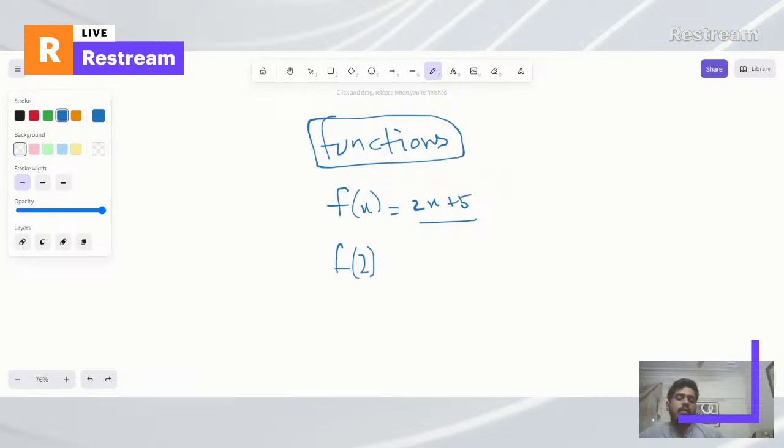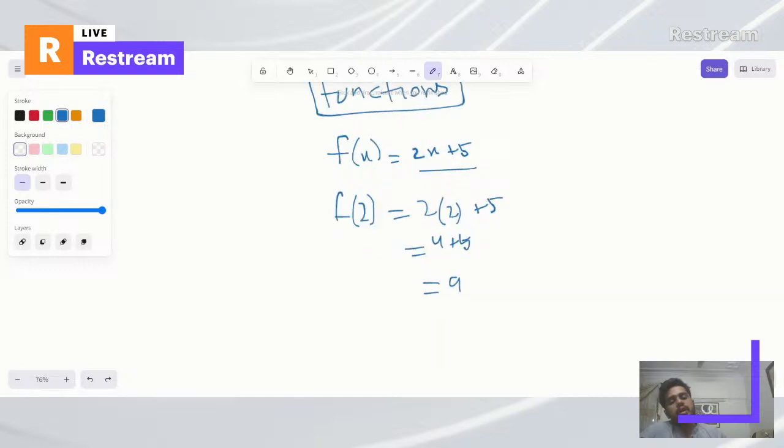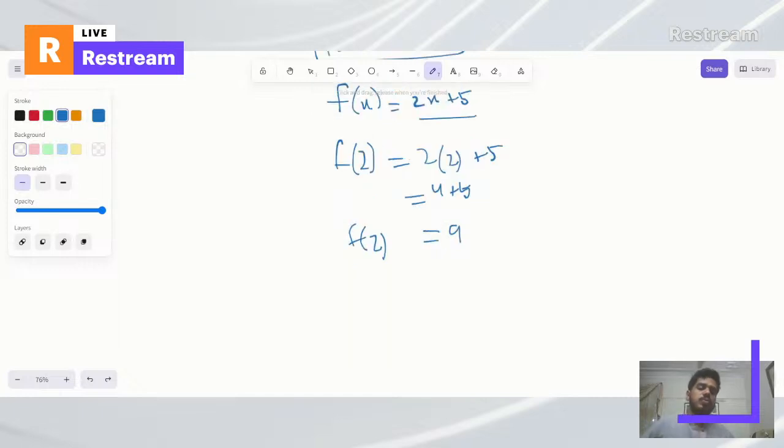Like I want a function of 2, so it's going to give me an answer. I'm going to write 2 in place of x wherever it's used in the equation. So it's 2 times 2 plus 5. The answer would become 4 plus 5, which is 9, right? So the function of 2 is equal to 9.